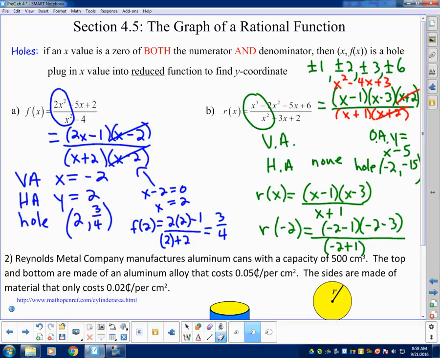Clean this up a bit. So the oblique asymptote, no horizontal asymptote, and the hole at negative 2, negative 15. Yeah. Well, this is positive on top. Negative times a negative, and then this will be negative on the bottom, so it will be a negative 15.